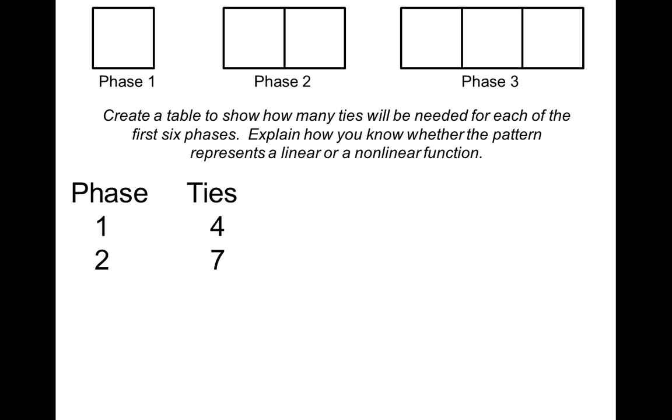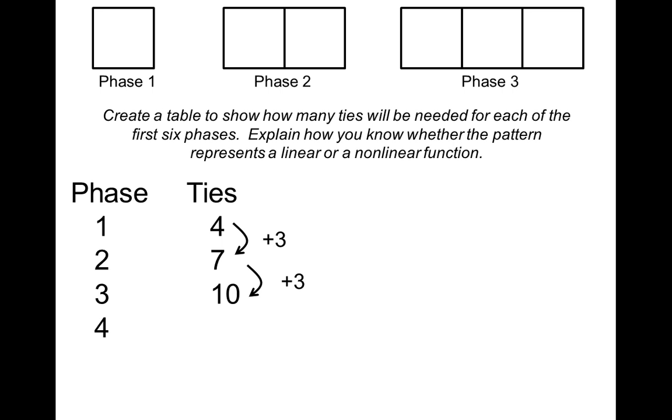Now if you look very carefully, you'll see that the second phase actually starts with the square from the first phase and adds 3 more ties onto that. The third phase is a total of 10 ties, and if you look carefully you'll see that the third phase is actually the second phase with 3 more ties. And in fact, that pattern can be seen in the table. If you look at how to get from 4 ties to 7 ties, you would add 3, and from 7 to 10 you would also add 3.